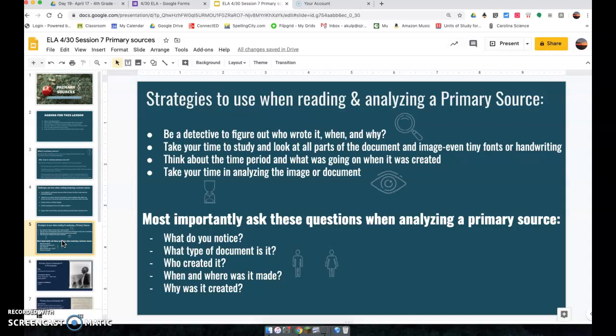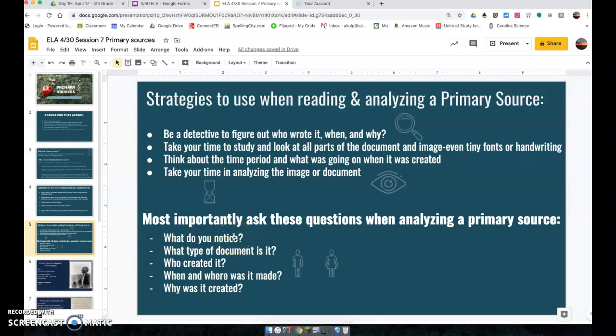Most of all, when you come across a primary source, readers need to ask questions when analyzing it. There are 5 questions that you should always ask. Number 1, what do you notice? Just stop and think, what do you notice?